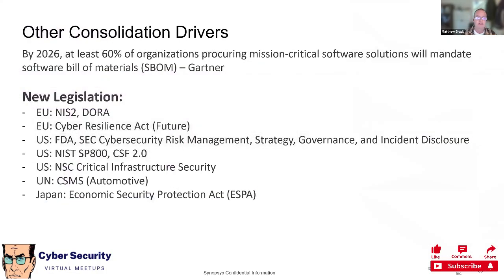Oh, there we go. There's my slide. It got out of order, or in my head it got out of order. But what are the drivers that we've got? Well, clearly, Gartner is saying we're all going to have to be producing software bill of materials. So we're going to have to know exactly what's in our software for our customers. And then, of course, huge amounts of new legislation.